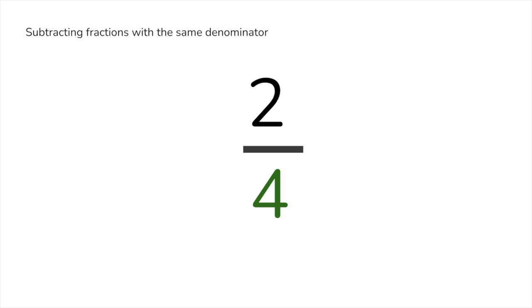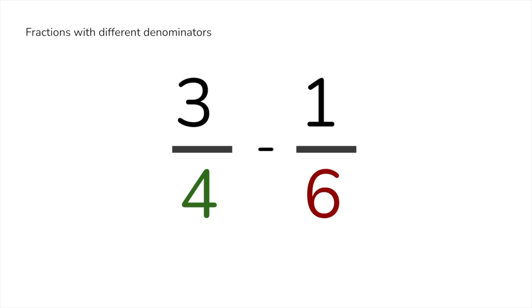Now, what if our denominators aren't equal? Let's look at this problem over here. We have 3 over 4 minus 1 over 6, and we need to solve this. If we think about what we have to do in order to subtract fractions, we know that we need to have the same denominator for each fraction, and we can do this by finding the lowest common multiple for each number. Now, how do you find a lowest common multiple, and how will it help?